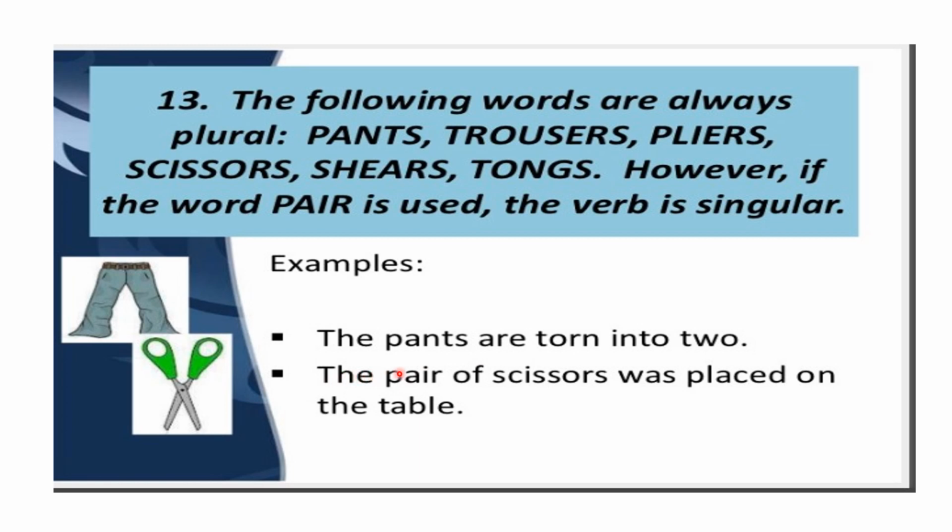The next is the pair of scissors. Now, if the word pair is used, then your verb is singular. So the sentence reads, the pair of scissors was placed on the table. Or you could also say the pair of scissors is placed on the table. You have to use a singular verb. You should not think that because it is scissors, you're going to use a plural verb. No, when there is pair, then you will use a singular verb, either was or is.